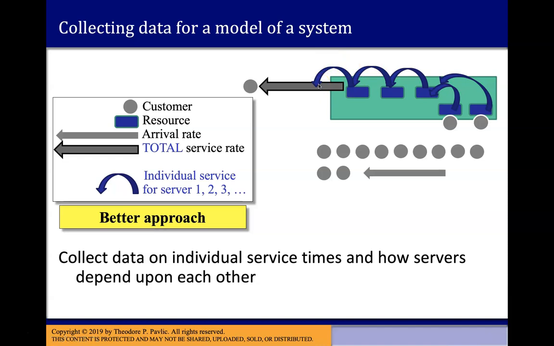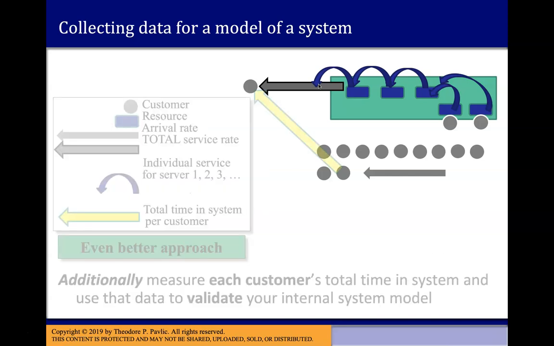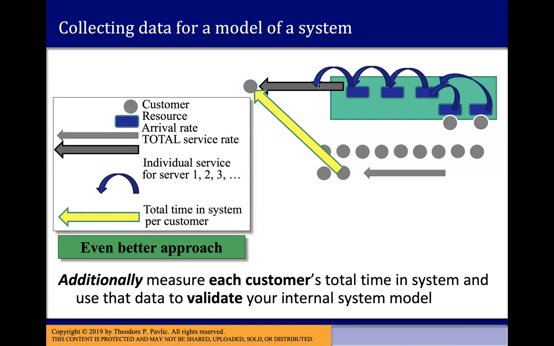So we need to refine our data collecting. That is the better approach. The even better approach is to additionally measure the customer's total time in the system. If you were just measuring their total time in the system, that would be a really bad approach. It would be almost useless.